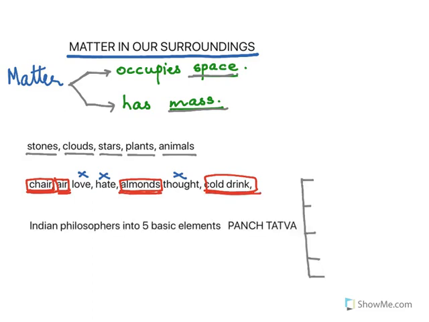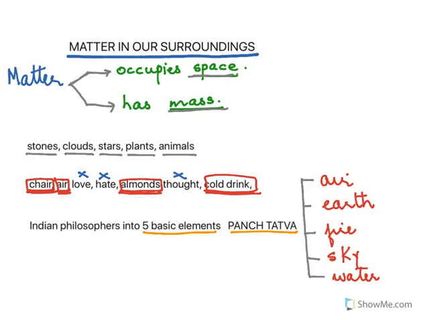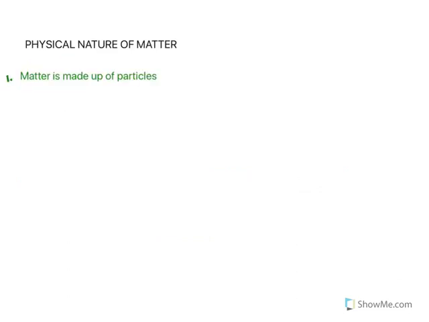Now the Indian philosophers classified matter into 5 basic elements, and they call them the Panch Tattvas. The 5 elements were air, earth, fire, sky, and water. So they said that matter was in the form of 5 elements: the air, earth, fire, sky, and water.